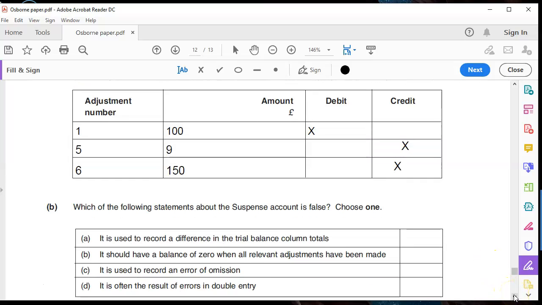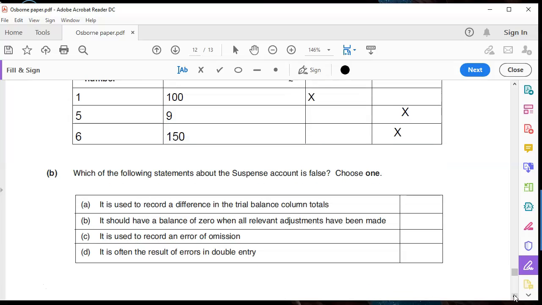Which of the following statements about the suspense account is false? So they want you to select one false statement. It is used to record a difference in the trial balance, which is true. It should have a balance of 0 when all relevant adjustments have been made, that is also true. It is used to record an error of omission, that is not right, because error of omission means an entry which has been completely omitted. So if an entry is completely omitted, you use those accounts to make the entry, but you do not need to use a suspense. And it is often a result of errors in double entry.